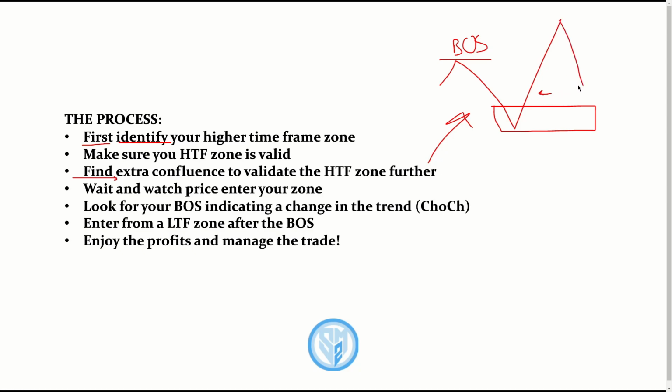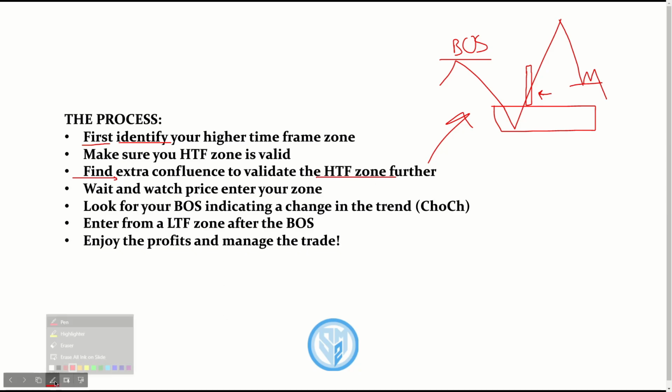Now what I'm going to be looking for is extra confluence, right? So for example, that could be in the form of an imbalance right here, or it can be in the form of equal lows, which price will sweep to tap into our zone, or any other extra confluence that I have mentioned in this channel. You're going to look for that extra confluence to validate that higher time frame zone further.